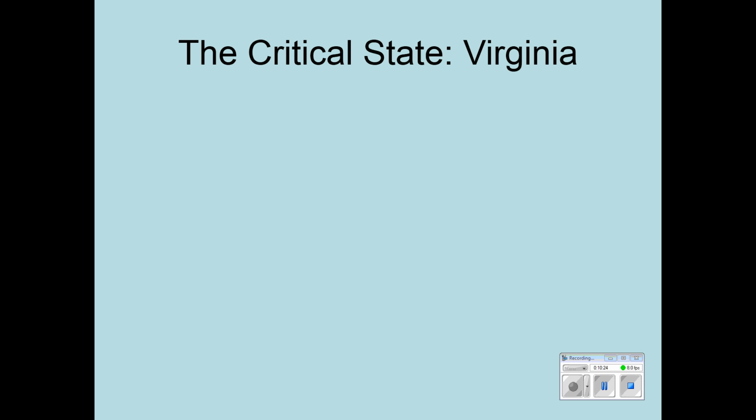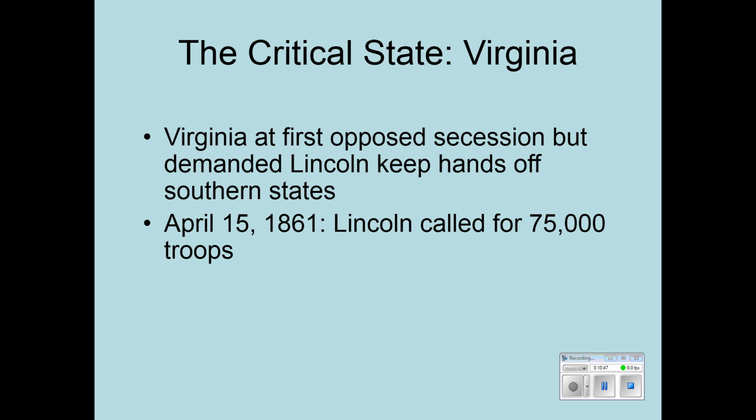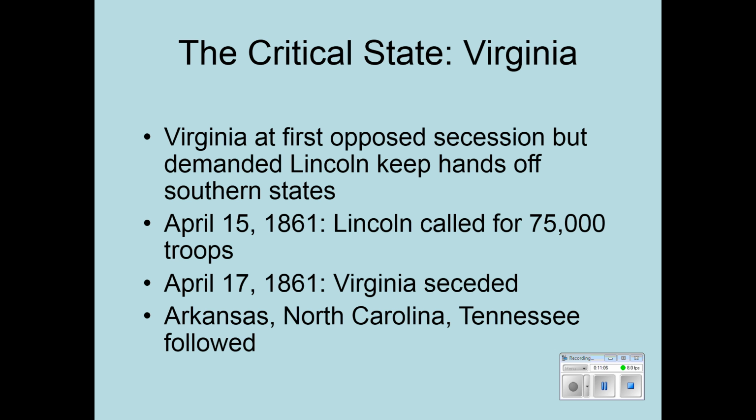Now, Virginia was the critical state after this point. At first, they did not want to secede from the Union, but they warned Lincoln that he had to keep his hands off southern states, that they had to be free to go. Lincoln was unwilling to do this. He did not believe that they had the constitutional right to secede from the Union. So he called for 75,000 volunteer troops 2 days after the surrender of Fort Sumter. 2 days after that, Virginia seceded. It was followed by 3 other states that were waiting to see what Virginia would do. So shortly thereafter, in May of 1861, North Carolina, Tennessee, and Arkansas seceded from the Union.